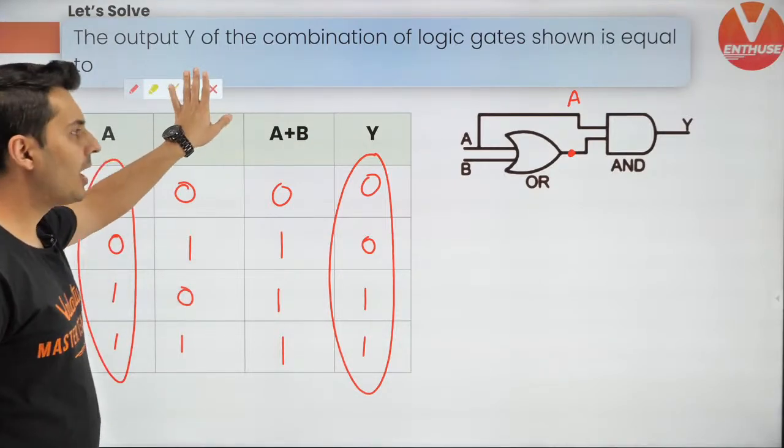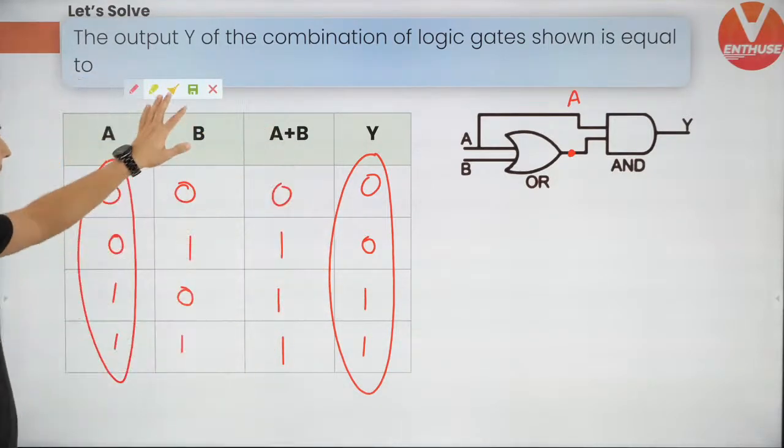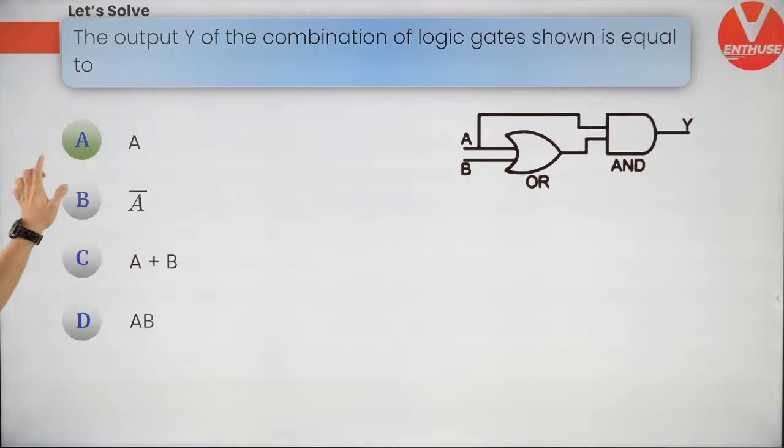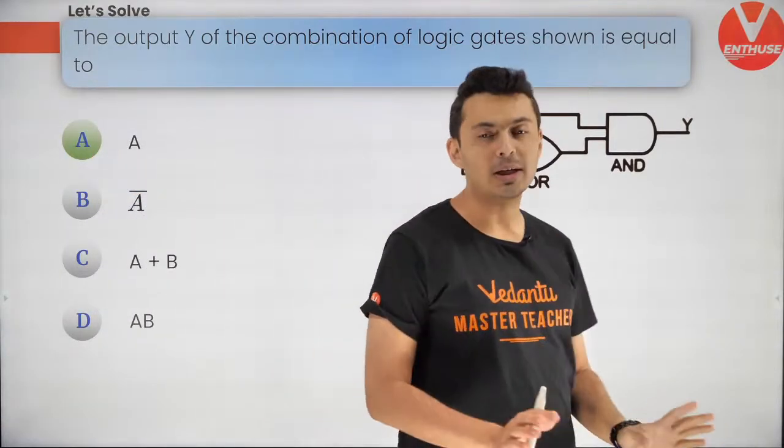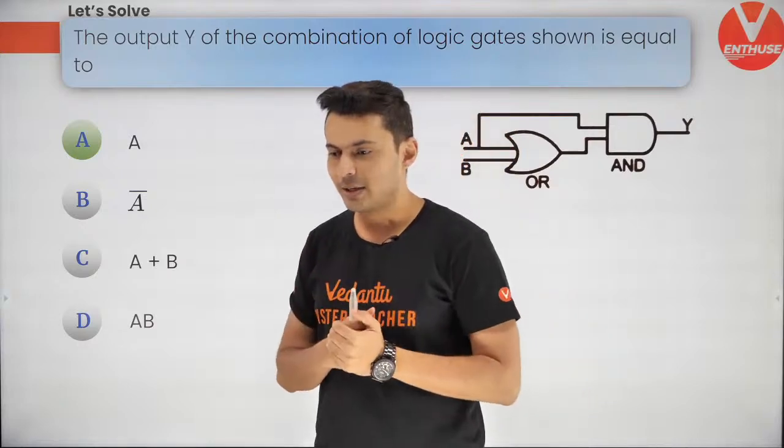I hope you guys understood how this has to be done. Shall we go ahead? So the final answer is actually A. You can see that. Very good. So use a truth table.